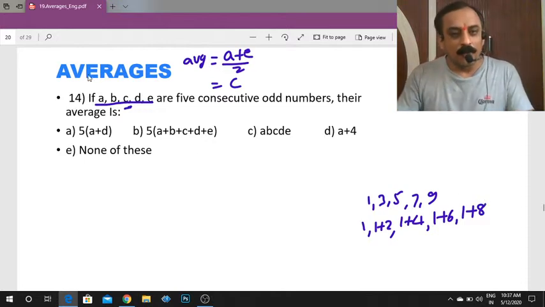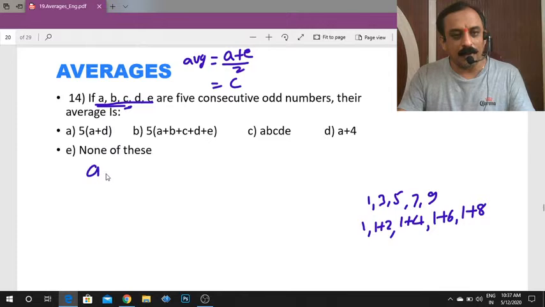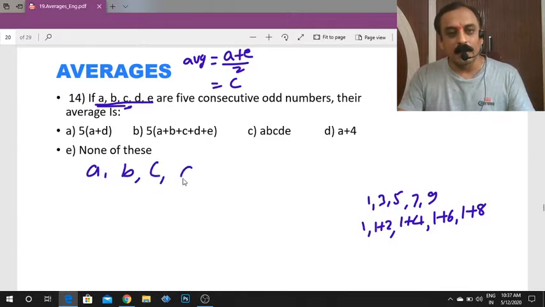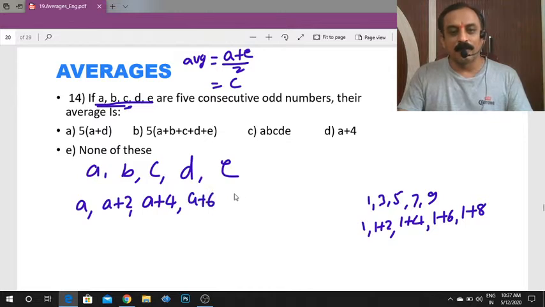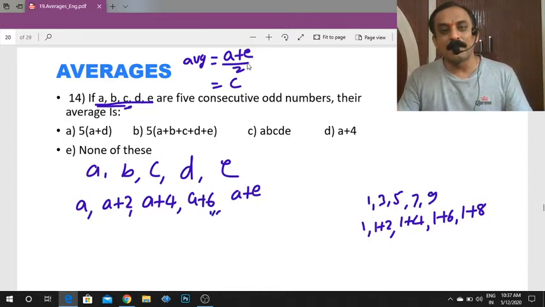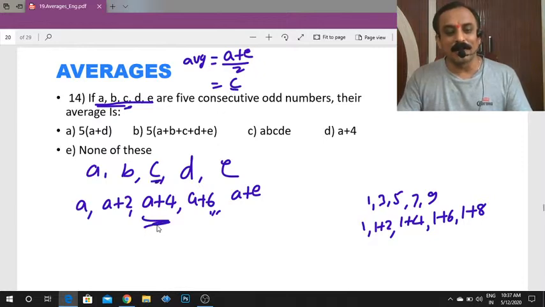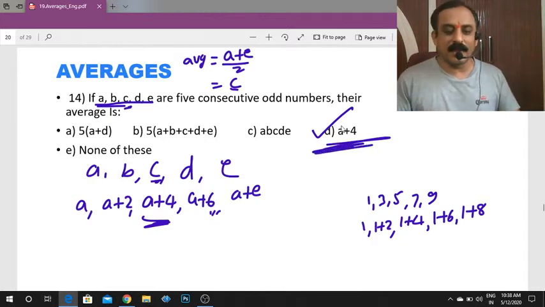So here A, B, C, D, E, five numbers are there. Now write in terms of A: first number A, second number A plus 2, third number A plus 4, fourth number A plus 6, fifth number A plus 8. So what is your answer? A plus E by 2 is not there, and C, then what is C? C value is A plus 4. Therefore, the average of these five numbers is A plus 4.